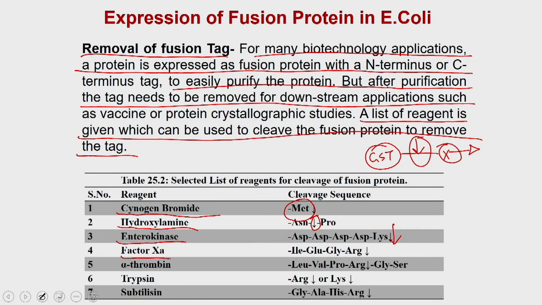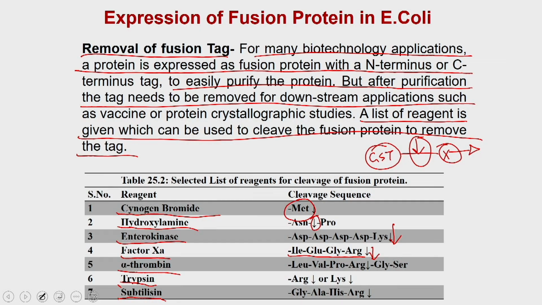Then you have factor 10A. The factor 10A cleavage site is also present, and factor 10A always cleaves after the arginine. Similarly, you have alpha thrombin, and alpha thrombin is cleaving the chimeric protein between the arginine and glycine. Then you have trypsin, and trypsin is cleaving the protein just after the arginine or the lysine, and lastly you have subtilisin. Subtilisin is cleaving after the arginine.